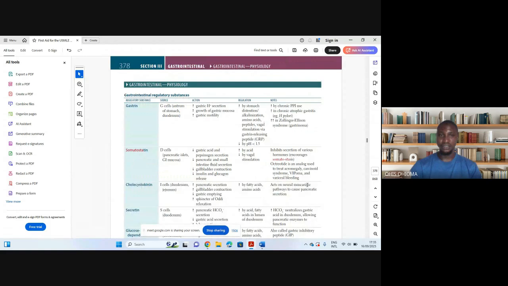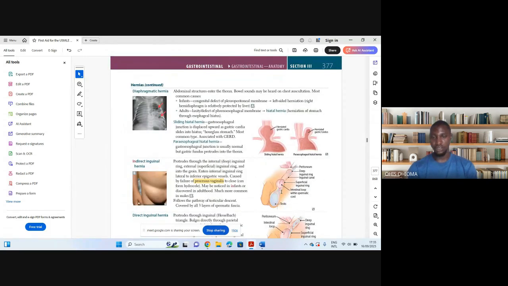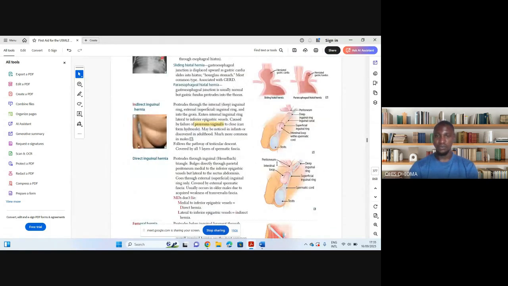So direct is as a result of the weakness of the transverse abdominal muscle or fascia, basically, and it bulges through the Hasselbach triangle. So you need to know this. It occurs medial to the inferior epigastric vessels or lateral to the rectus abdominis, but you don't need to know all that. The most important thing is to know where it occurs and what vessel.